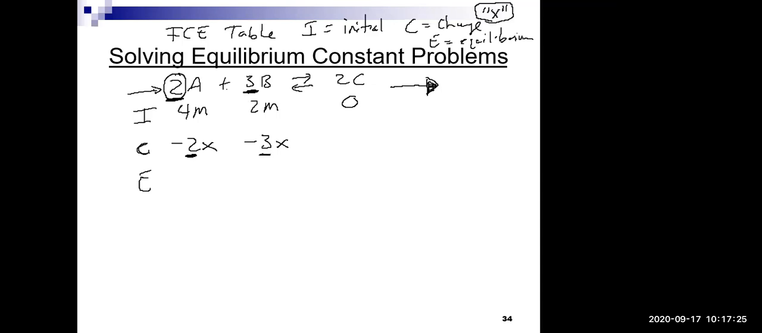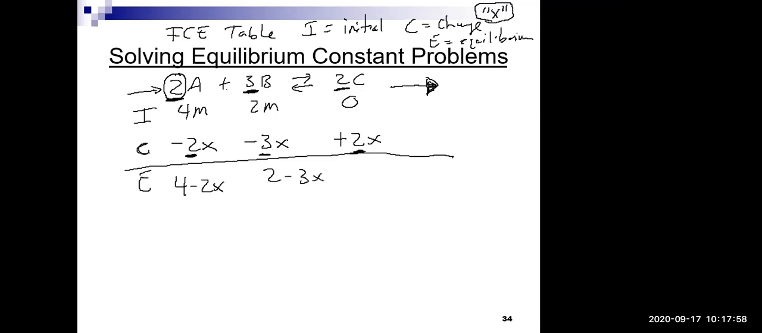And on our product side, we will have plus 2X, plus because as this reaction is going to the products, we should be increasing the amount of products. And that means that we represent that with a plus sign. Also, same thing here. We have a 2 because of the coefficient. And when we get to equilibrium, what we're going to do is just basically bring everybody down. This would be 4 minus 2X. This would be 2 minus 3X. And this would be 2X.